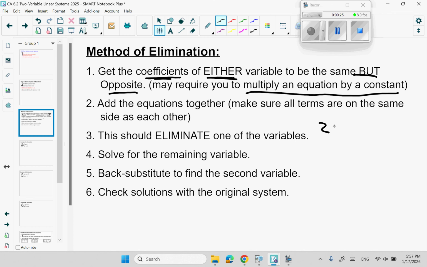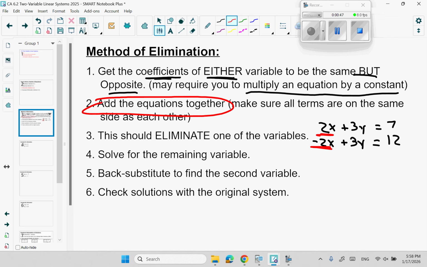So for example, if I have 2x plus 3y equals 7, and negative 2x plus 3y equals 12. Here we have a positive 2x and a negative 2x that are equal and opposite. Therefore, I can add the equations together, and 2x minus 2x would cancel out and eliminate, giving me 6y equals 19. And then from there, I could just solve. After I get a y value, I can replace it into one of the original equations.